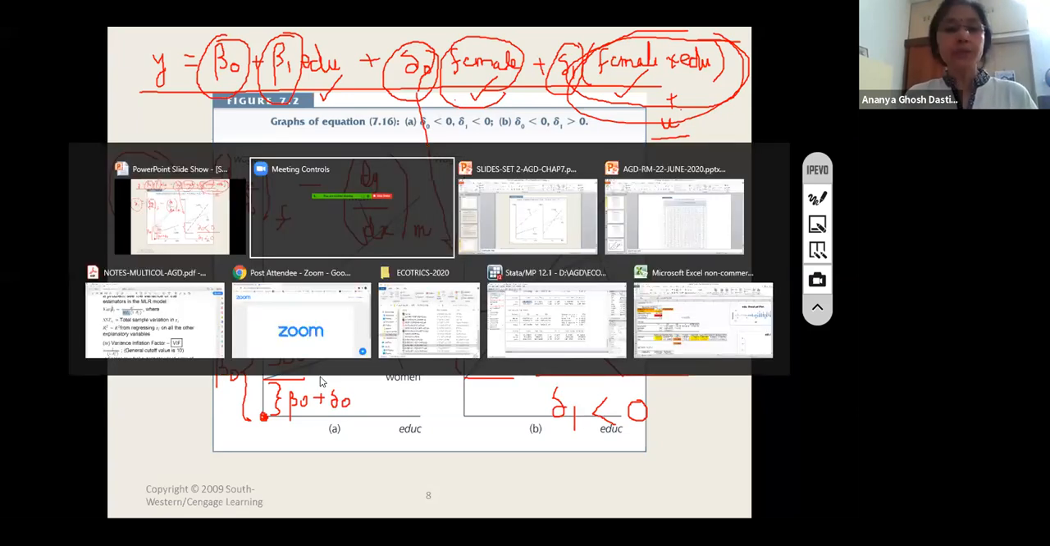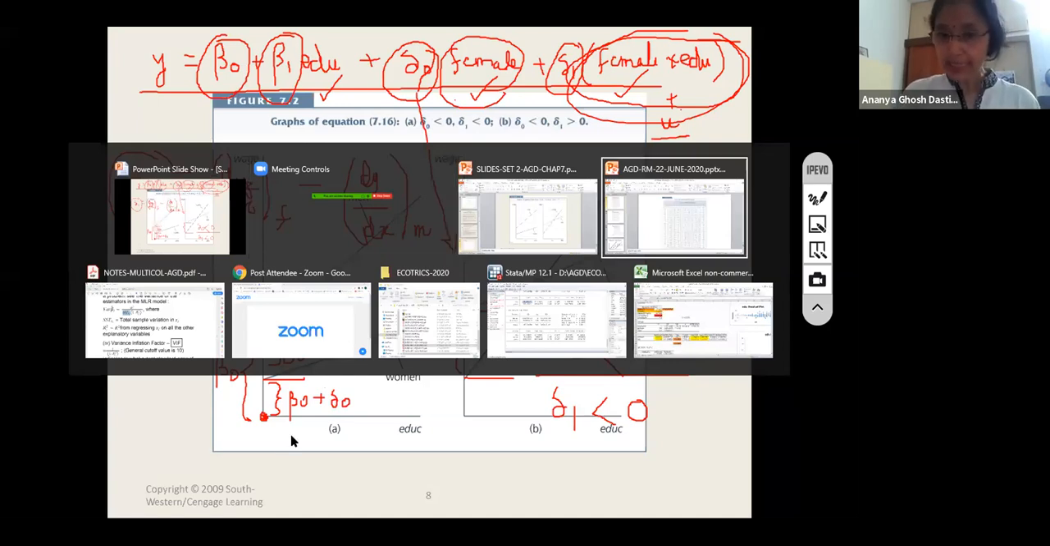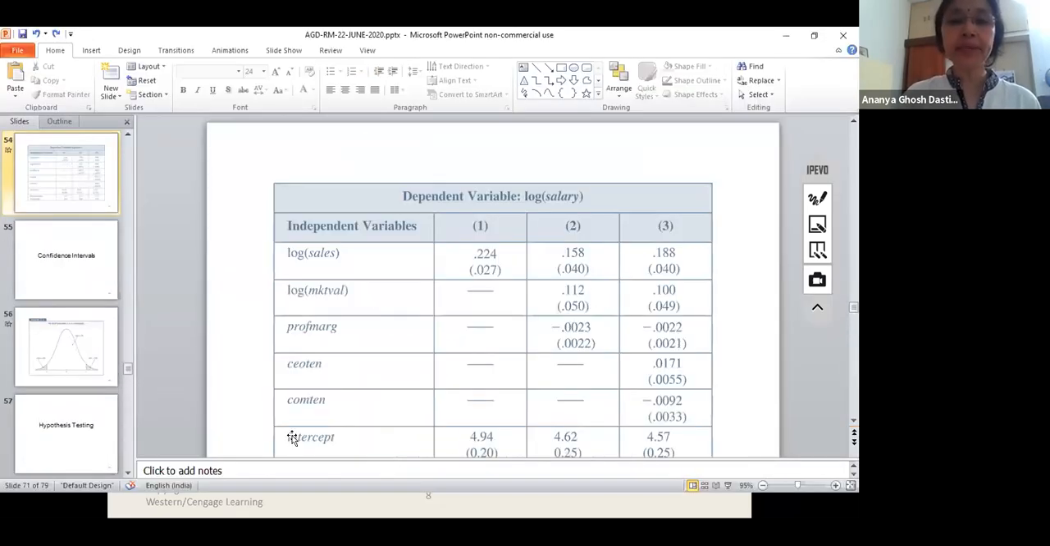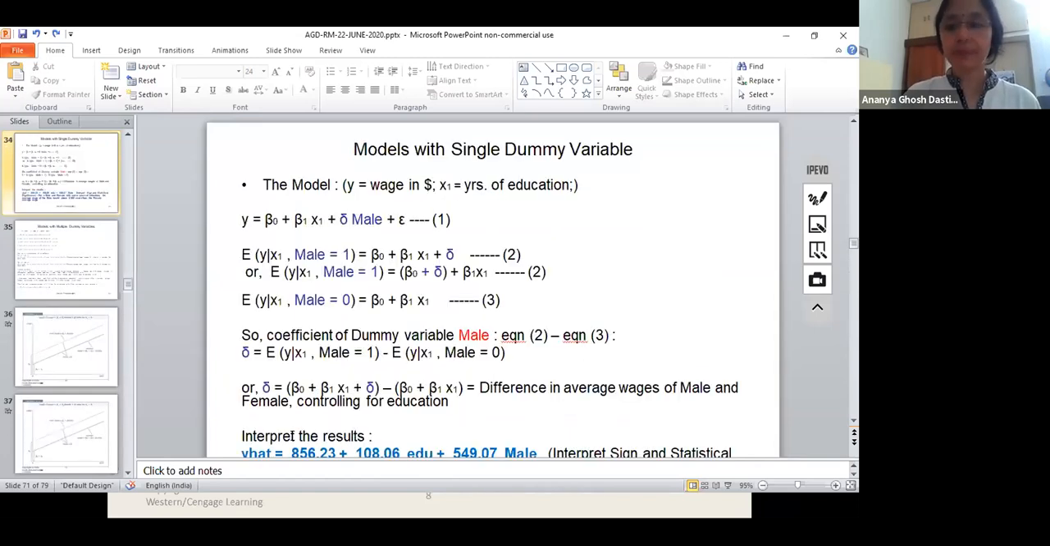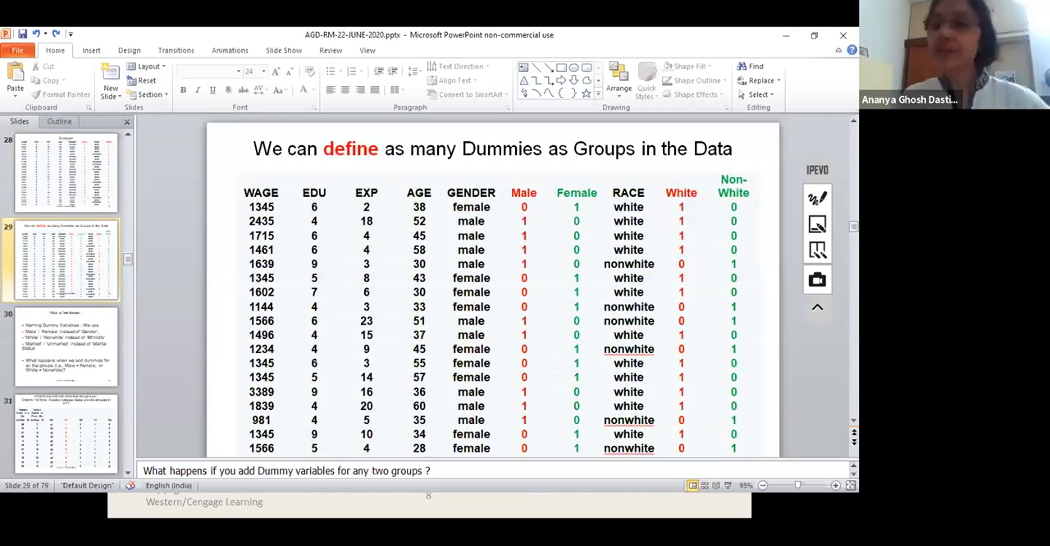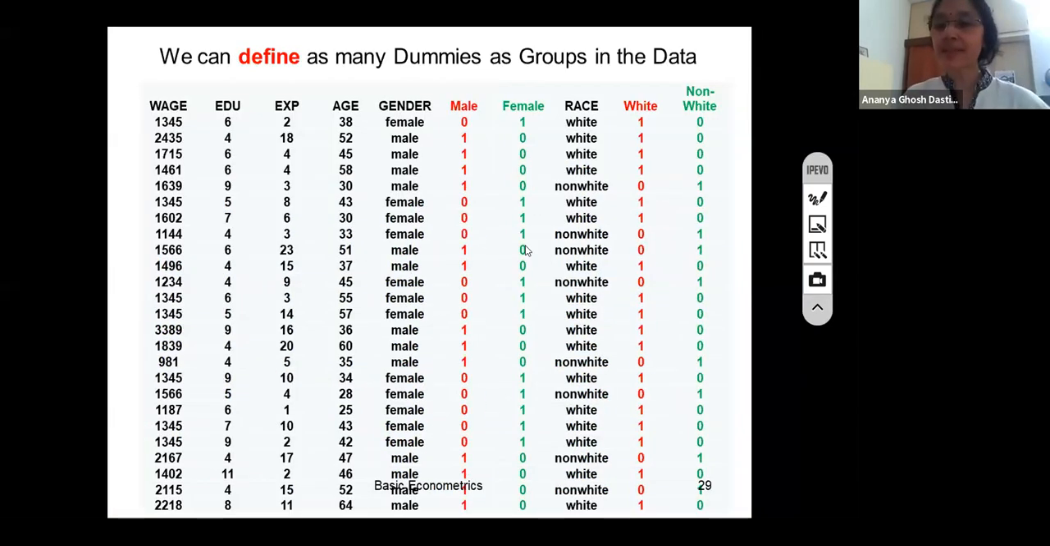Okay. Now, let me now come to some data and talk about the dummy variable trap. Right. So here is the data set that I was actually referring to.